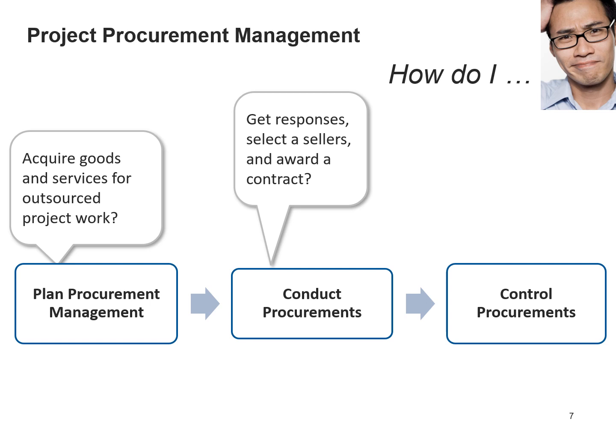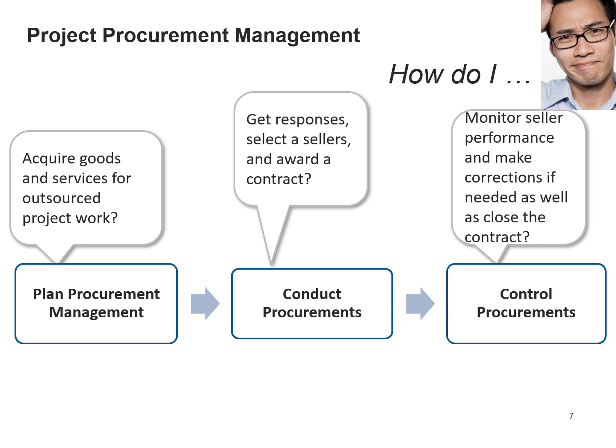And then for the third process, control procurements, we now know who the contractor is going to be, and the contract has been awarded. So with this part, we are now going to have the contractor go ahead and start executing the work of the contract, and our role as a project manager will be to monitor them, and just as we would any other members of the project team, make corrections as necessary, and then ultimately accept the work of the contract and close the contract out.